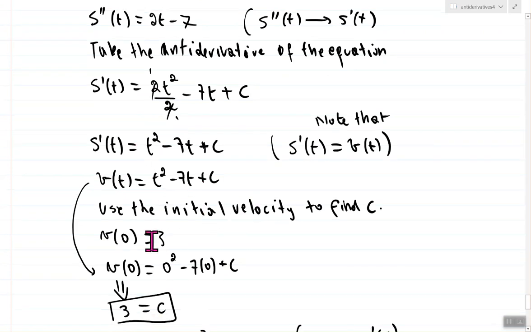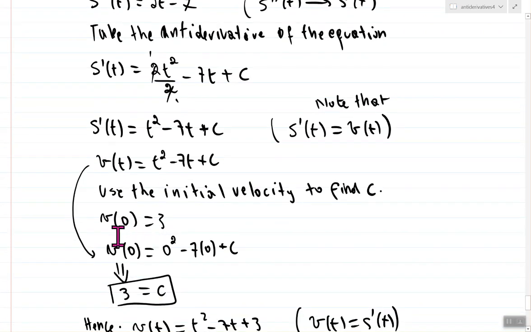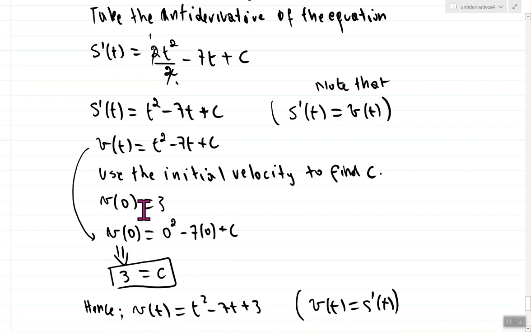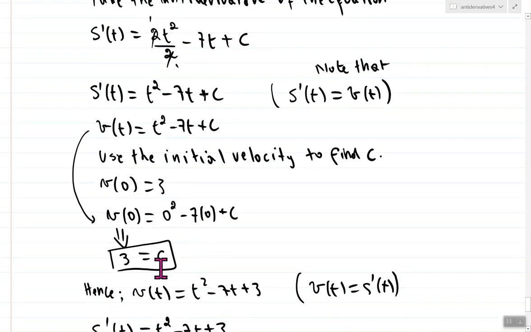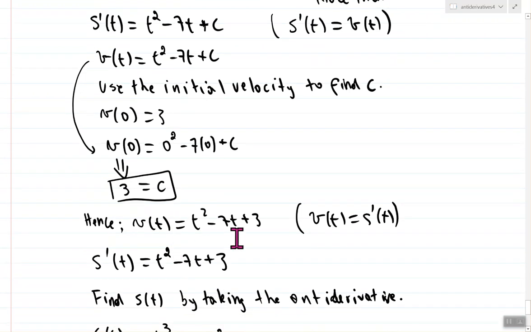So then they give us the initial velocity. They said the velocity at time t equals 0 is 3. So we use this function, the v of t, to plug in 0 for t. So wherever t is, you put a 0, you get v of 0 equals 0 squared minus 7 times 0 plus c. But v of 0 is given as equal to 3. So you get c equals 3. So you go back to this function, you plug in 3 for c. Okay, so you get your new velocity function.